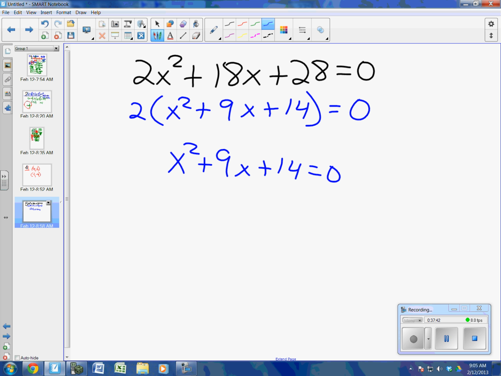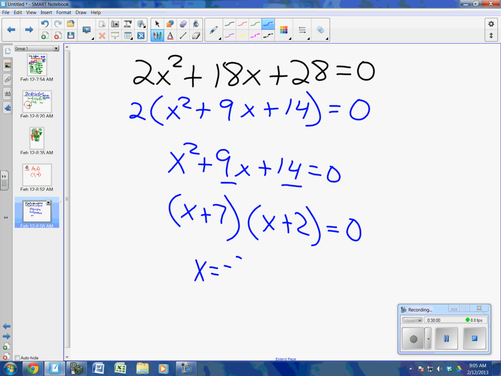Now I'm looking for the 2 numbers that multiply to get 14 and add together to get 9. What are those 2 numbers? Yep, 7 times 2. Good. So I get x equals -7 and x equals -2 as my answers. That's one way you can do it, by factoring.